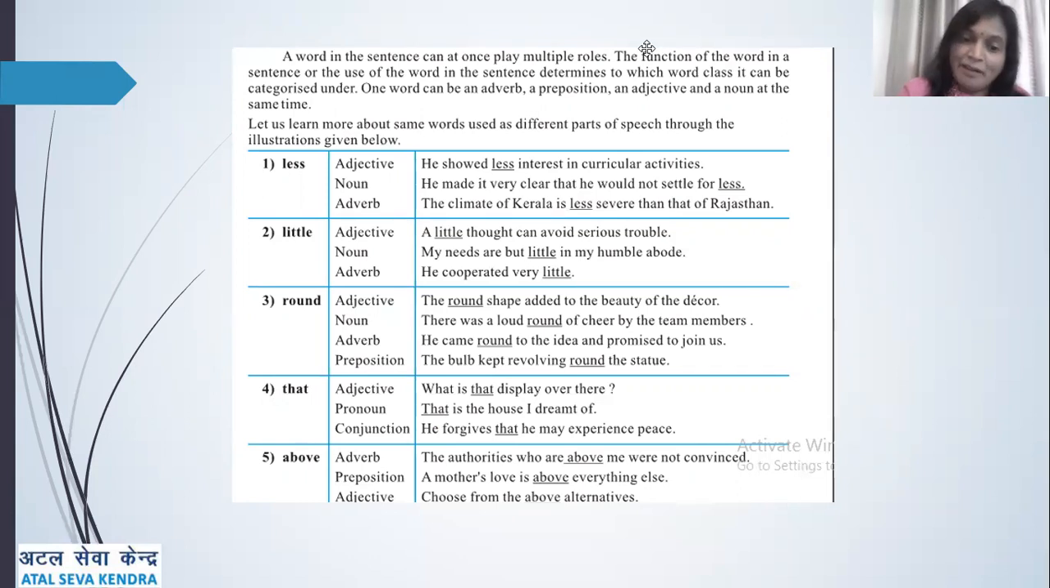Now let us see above. Above as an adverb, the authorities who are above me were not convinced. Preposition, a mother's love is above everything else. Adjective, choose from the above alternatives. It is telling you more about the noun alternatives. So again, you have to be very, very careful when you read a sentence before you write the answer.